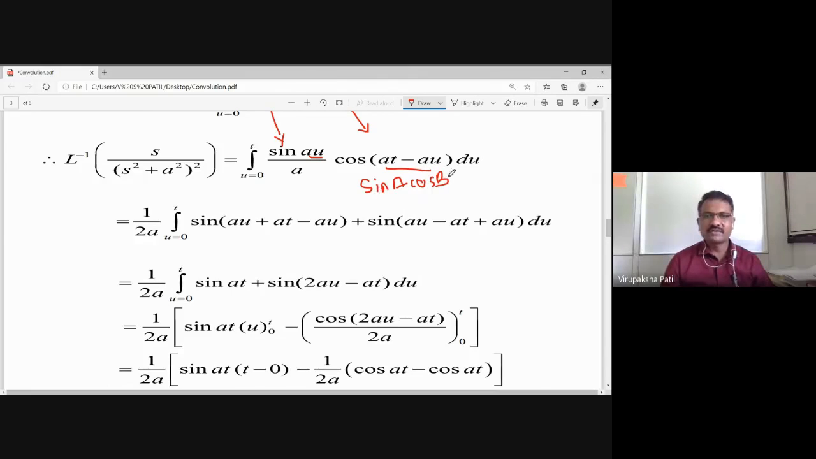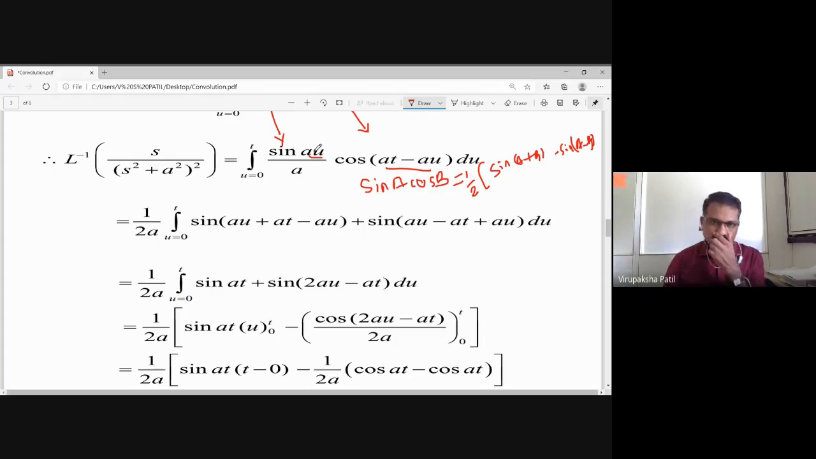So if it is sine a cos b, what you have to do? You have to use a transformation formula. What is that? The product to sum formula. Sine a cos b you can write as 1 by 2 times sine of a plus b, minus sine of a minus b.